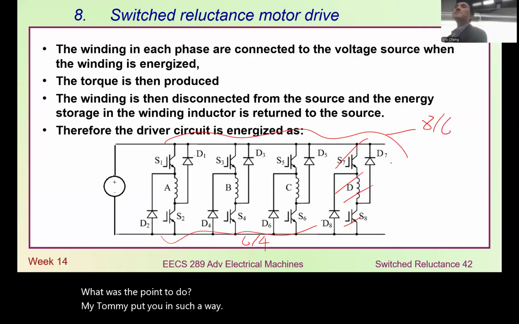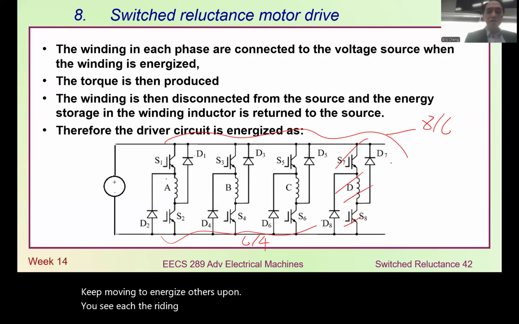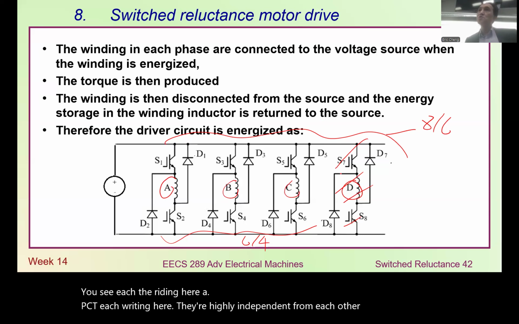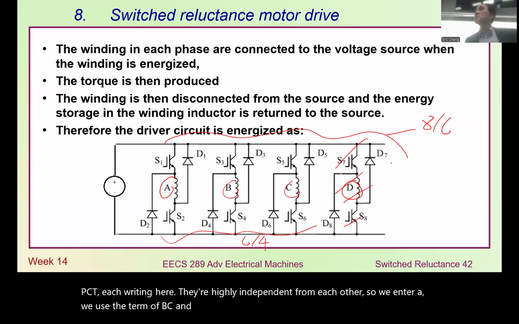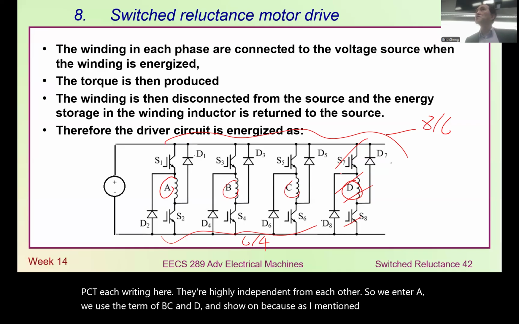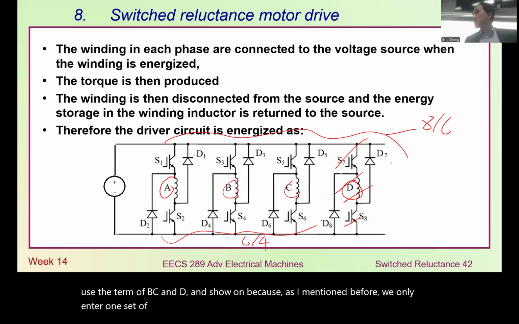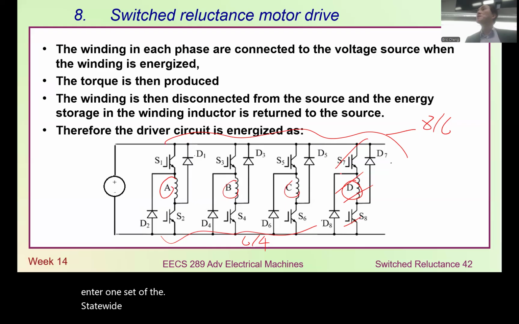We saw that when it gets aligned, the torque becomes zero, right? And we have to keep moving to energize other poles. That's why. Yes. You see the windings here, A, B, C, D, each winding is highly independent from each other. So when you energize A, we usually turn off B, C, and D, and so on. Because as I mentioned before, we only energize one set of the stator winding to move the rotor.